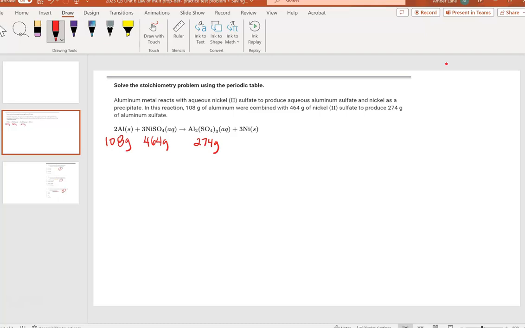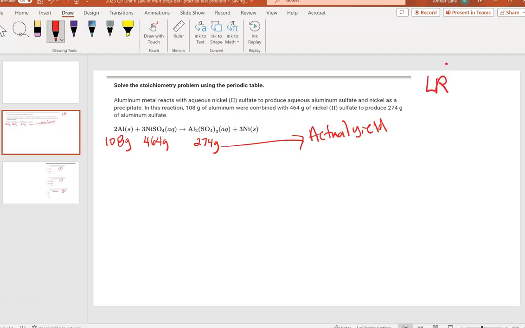Okay, now this right here, this is our actual yield. You're going to need that to calculate your percent yield. So they're giving us the actual yield. What we're going to do is actually calculate the theoretical yield, but we are going to start with figuring out the limiting reactant.